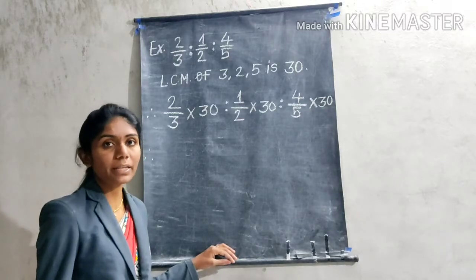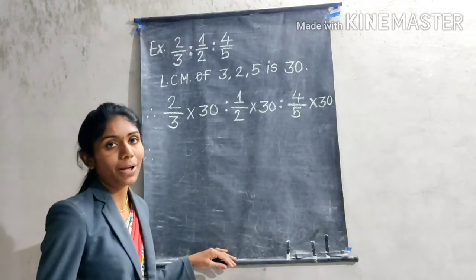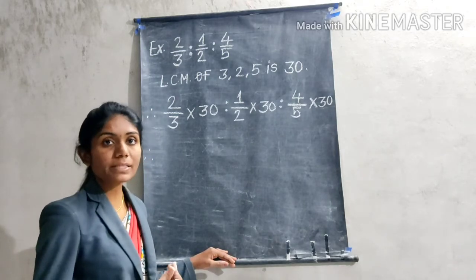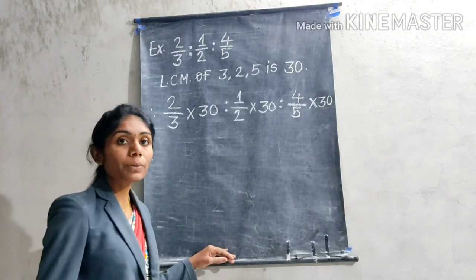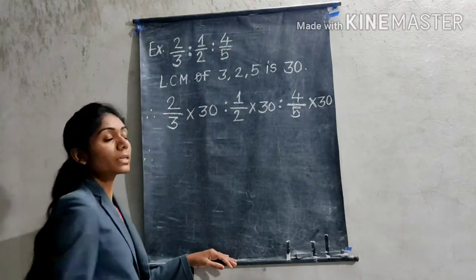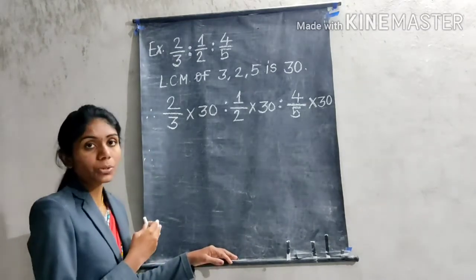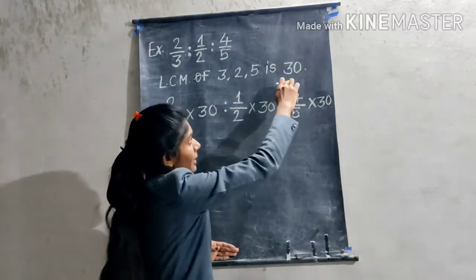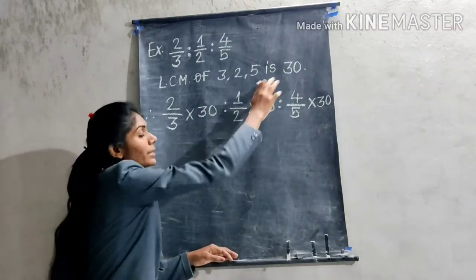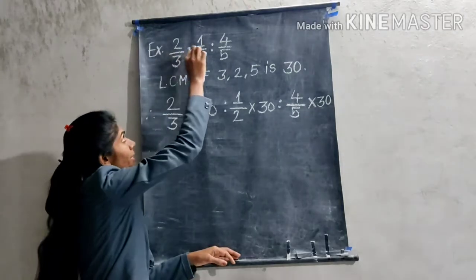The next example is 2 upon 3 is to 1 upon 2 is to 4 upon 5. There are 3 quantities and we want to convert it into simplest form. So first of all, we want to find here LCM of denominators of given quantities. So the LCM of 3, 2 and 5 is 30. We learned that how to find the LCM. So we got the LCM 30. Now by that LCM we will multiply to each quantity.